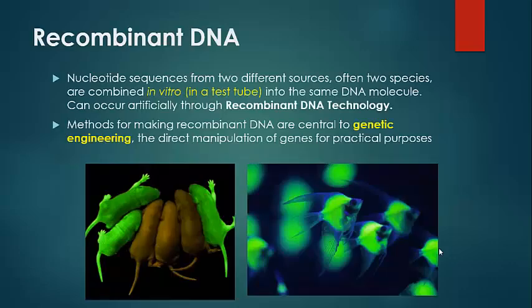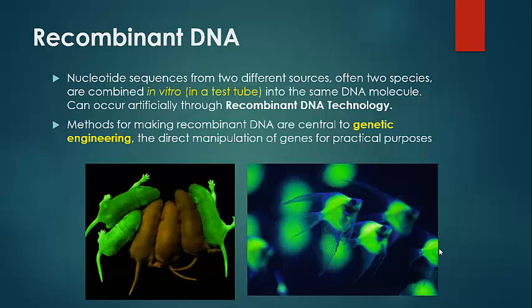Central to DNA technology is recombinant DNA. Recombinant DNA contains genes from two different sources. These sources are often two different species. The DNA is combined in vitro. In vitro means it's combined inside of a test tube.